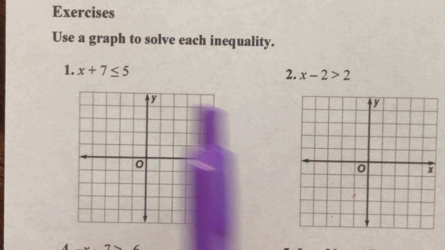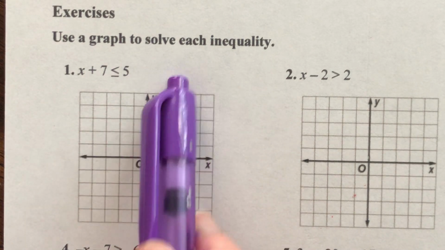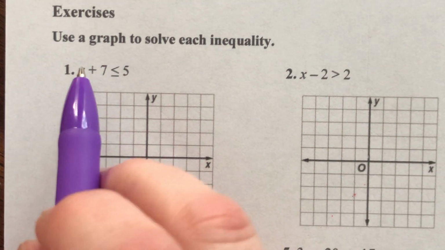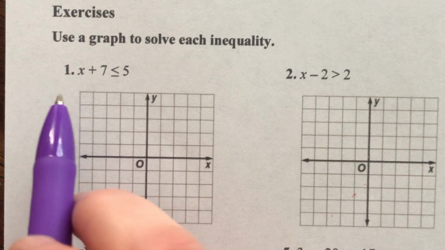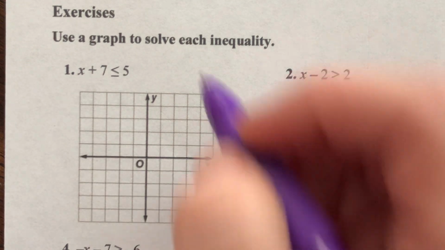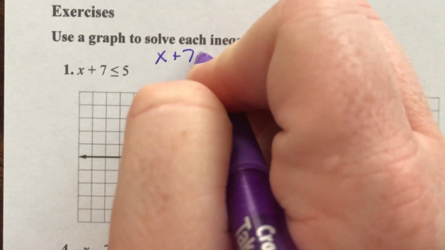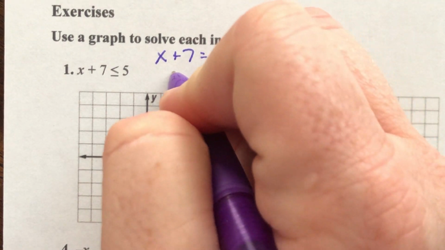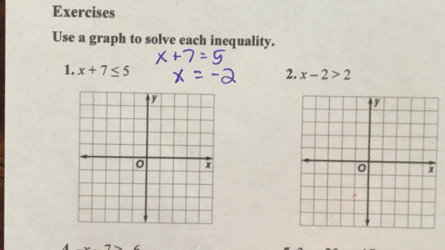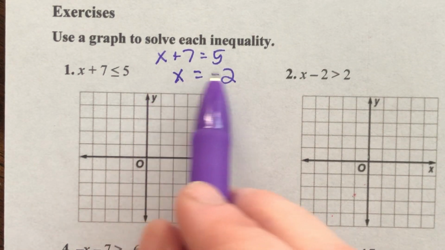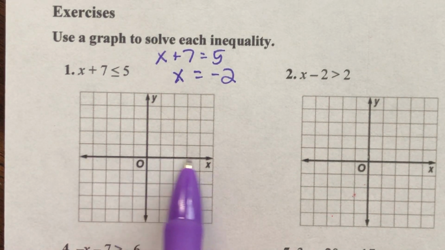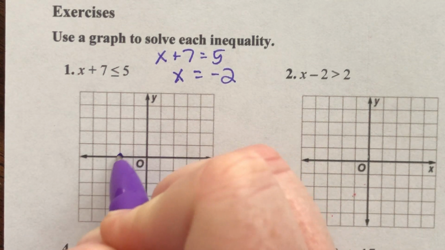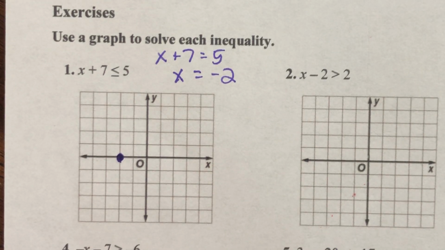So even though there's only one variable, we're not graphing this on a number line, we're graphing it on a coordinate plane. So how do I do that? First thing I want to do is pretend like this is an equal sign and solve for x. So this is like x plus 7 equals 5, and then subtract 7 from both sides, x equals -2. So this is where my line is going to be at -2. On my x-axis, I'm going to go back to -2 and put a dot. And there is no y variable here, so I'm going to make this a vertical line.